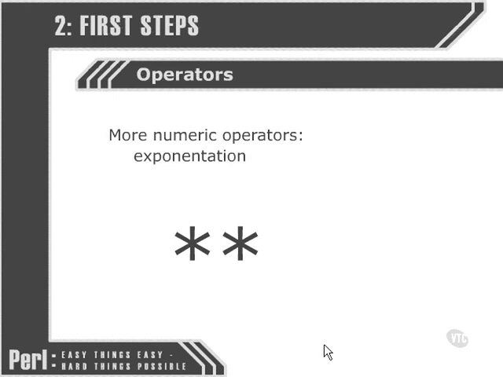We also have some extra numeric operators that we don't have, or at least we don't notate in quite the same way in standard maths. Exponentiation, raising a number to a power, is represented by 2 asterisks. And we also have modulus. Modulus is, for instance, where we take 2 numbers and attempt to divide one by the other, and the modulus will return the remainder.